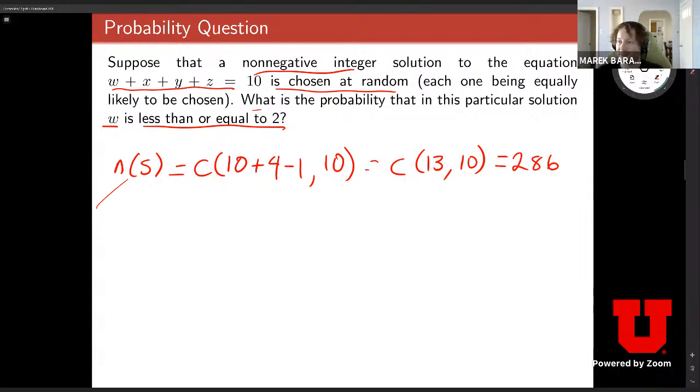Does that make sense to everyone, how we got that? So just for someone looking later, bag problem. Okay, so now we need to count the number of events. What is our event? It's w is less than or equal to 2. It would be nice if this were a bag problem, but we don't know how to solve this. Does anyone have an idea how we can turn this into a bag problem?